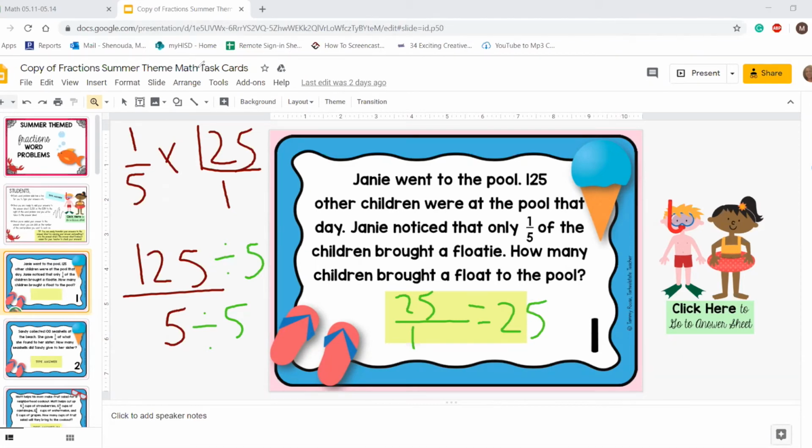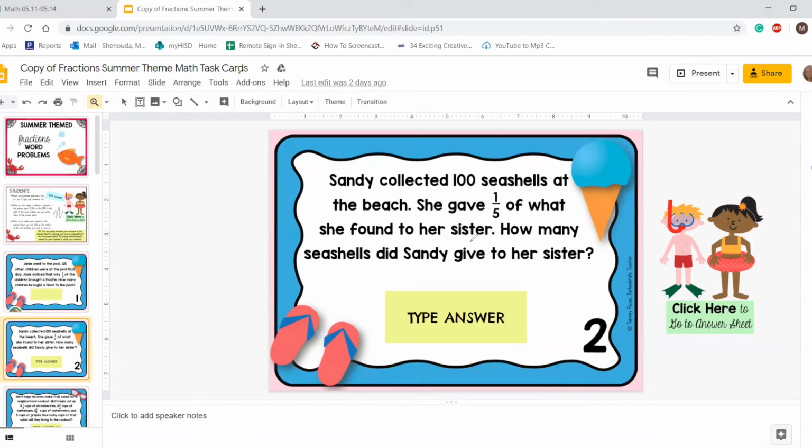Let's try another problem. In this problem it said Sandy collected 100 seashells at the beach. She gave 1/5 of what she found to her sister. How many seashells did Sandy give to her sister? I will start again with underlining all the numbers. I know that Sandy collected a total of 100 seashells, and she gave 1/5 of what she found, which were the 100 seashells. So she gave 1/5 of the 100 seashells to her sister. The question is asking me how many seashells did she give to her sister, which is 1/5 of the total.